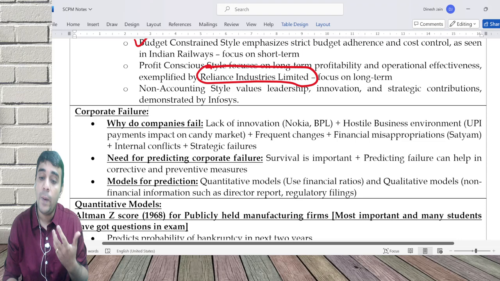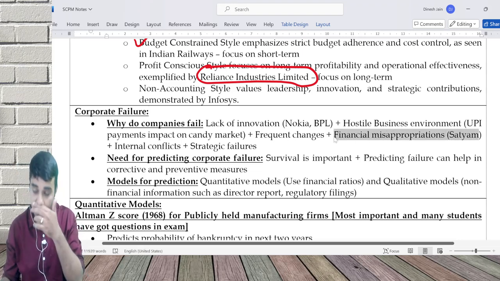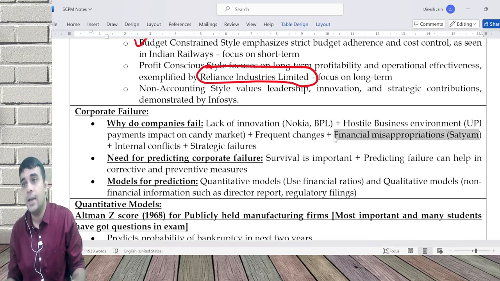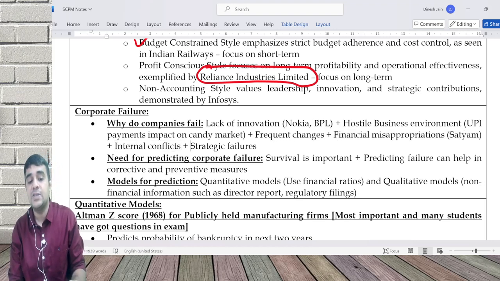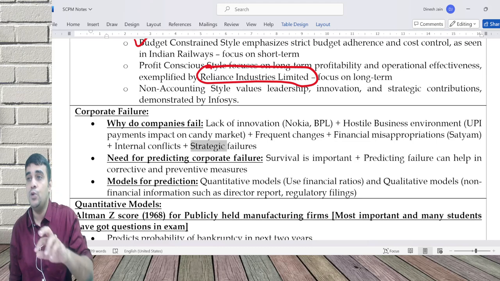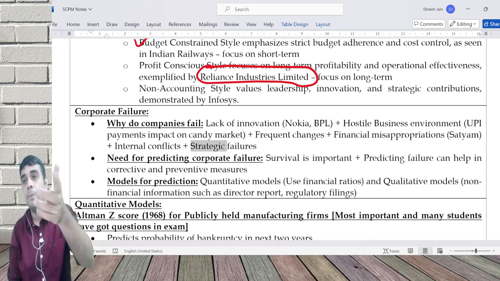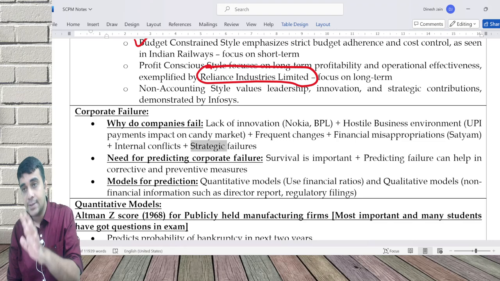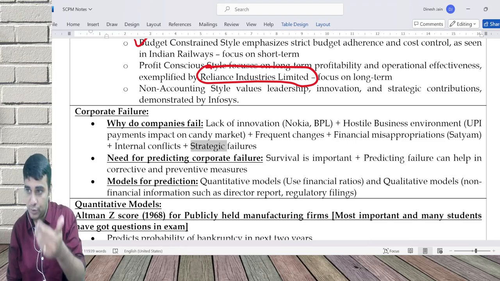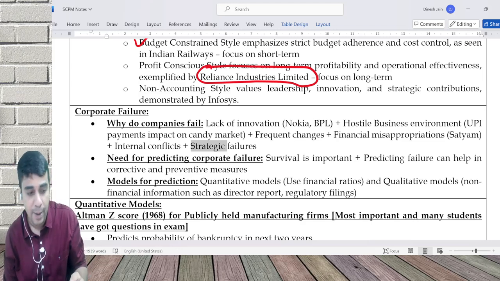Hostile, frequent changes, financial misappropriation. I'm not sure how many of you will know, but there was the Satyam scam, which is financial misappropriation. Internal conflict, strategic failure. What is strategic failure? You expanded in Chennai, whereas you should not have put a plant in Chennai. You went and acquired a company in Sri Lanka, and you should not have acquired that company. So all this leads to company failure. Failure again does not fully go to insolvency. Sometimes you may revive back. Nokia is trying to revive back. BPL is trying to revive back.